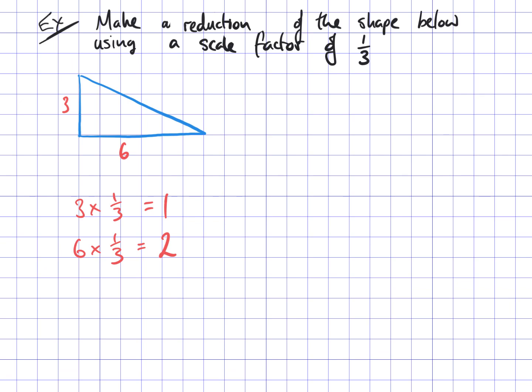So when I come to draw my reduction here, all I've got to do is the 3 down here, when I multiply it by a third, that becomes 1 down, and the 6 along, when I multiply that by a third, it becomes 2 along. So I'm going to go 1 down and 2 along instead. So 1 down and 2 along, and then the diagonal part again is going to take care of itself because there's literally only one place that can go. So we just sketch that in, and that shape there is a reduction of this shape where all of the sides are a third of the length.